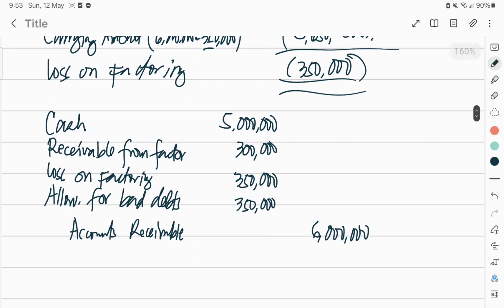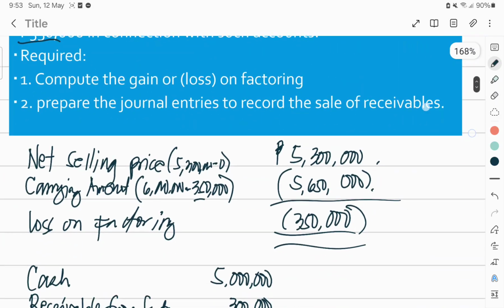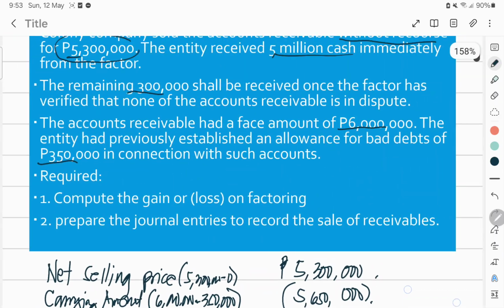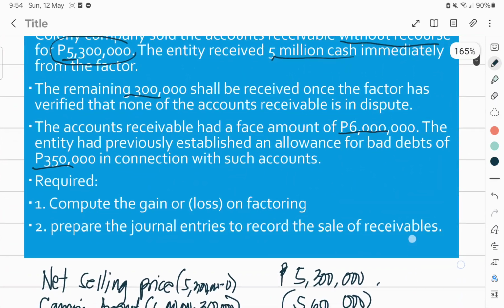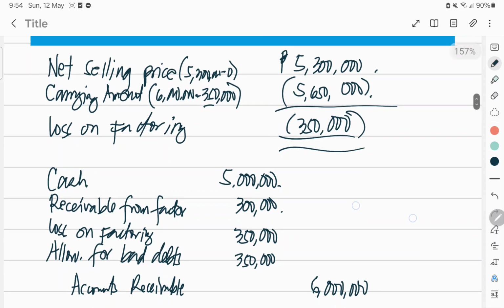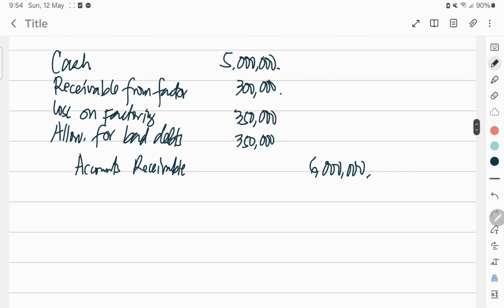Okay, so what will be our entries now? Since the proceeds is given here, which is 5 million, we will debit cash of 5 million. And then, since it is written here, yung receivable from factor, so just simply copy that, receivable from factor, which is 300,000. And then the 350,000 loss in factoring. And then, of course, your allowance for bad debts, you're going to close that one, 350,000 also. Make sure that all your total debits is equal to your credit, which will be credited to accounts receivable. Okay, so this is factoring without recourse.